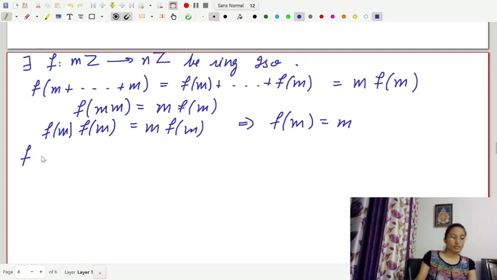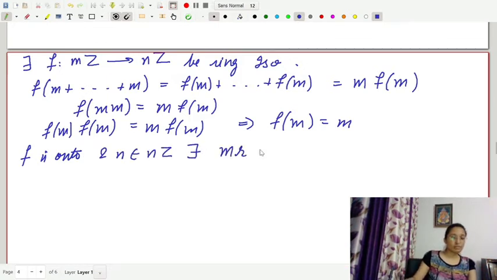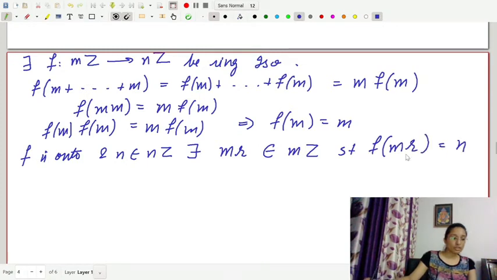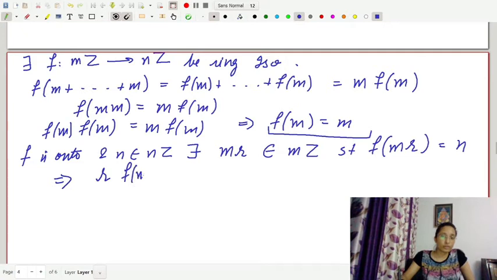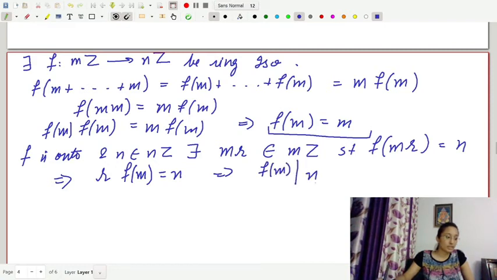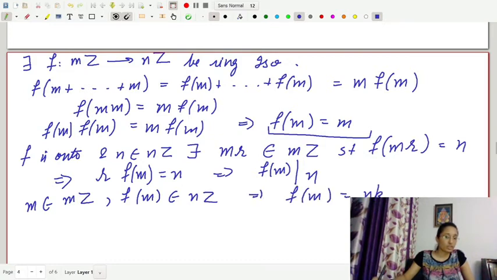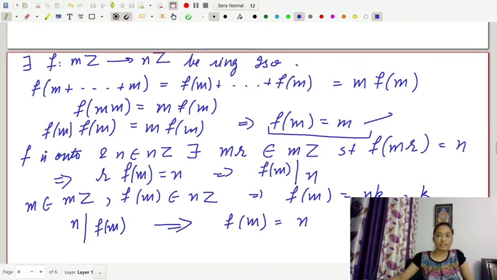Now isomorphism hai, to f is onto also, and n belongs to nZ, implies there exists mr belonging to mZ such that f(mr) is equal to n, that is r × f(m) is equal to n, which in turn implies f(m) divides n. Again, as m belongs to mZ, f(m) belongs to nZ, implies f(m) is equal to nk for some k, n divides f(m), which in turn implies f(m) is equal to n. Ek wapas ye equation thi, dusri equation wapas ye aagi, that is m is equal to n.